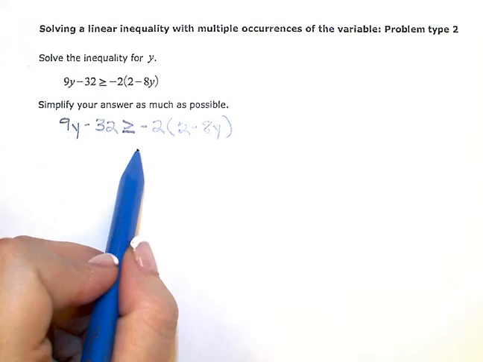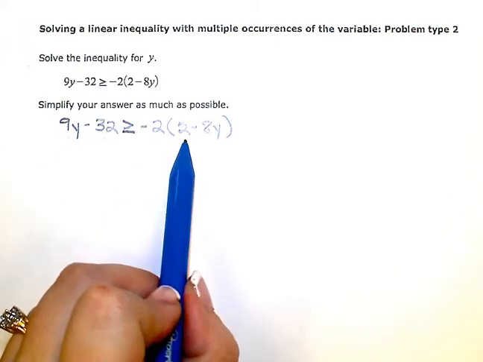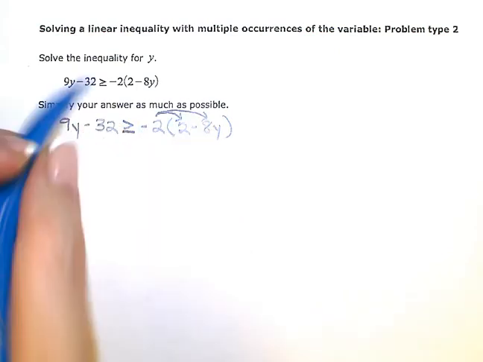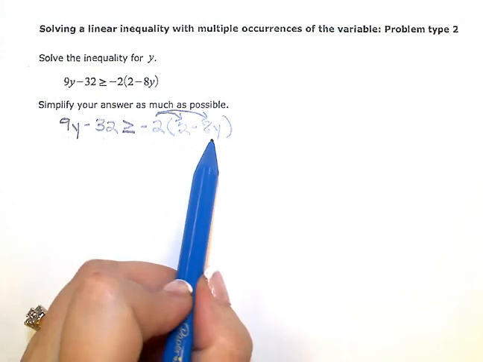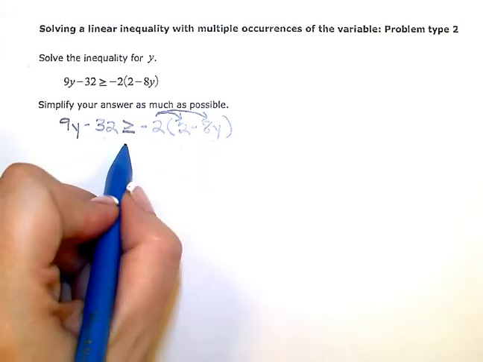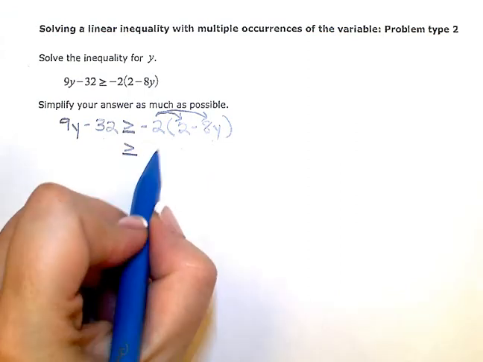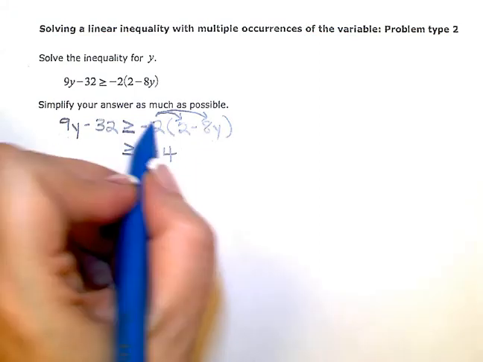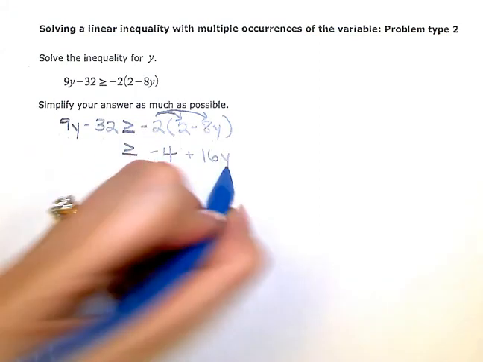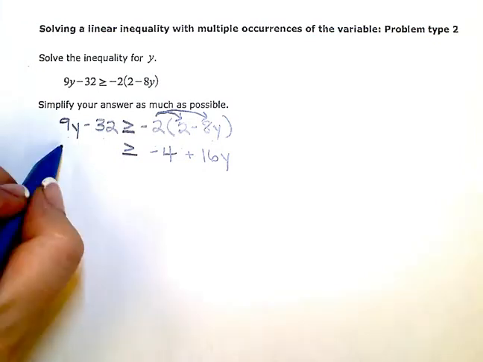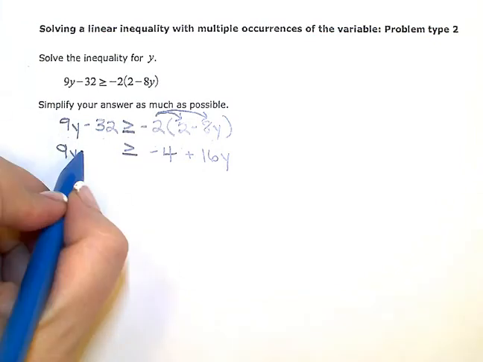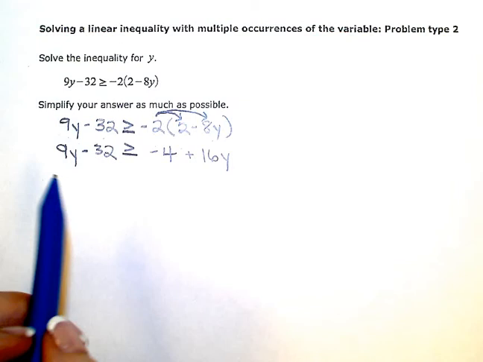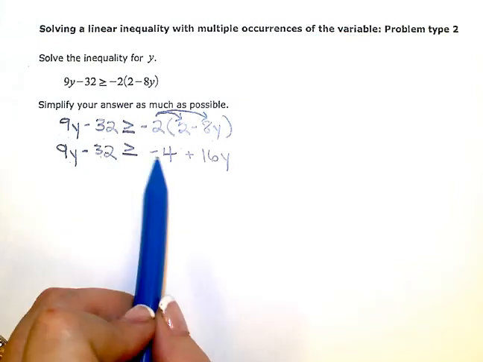But on the right, I have parentheses, so I can distribute or multiply this negative 2 across both terms inside the parentheses. So on this side of my inequality, I'm going to have negative 2 times positive 2 is negative 4, and negative 2 times negative 8y is going to be a positive 16y. And since there was no simplifying on the left, I'm just going to bring down the 9y minus 32 on that side. So now I have both a variable term and a constant term on each side of my inequality.